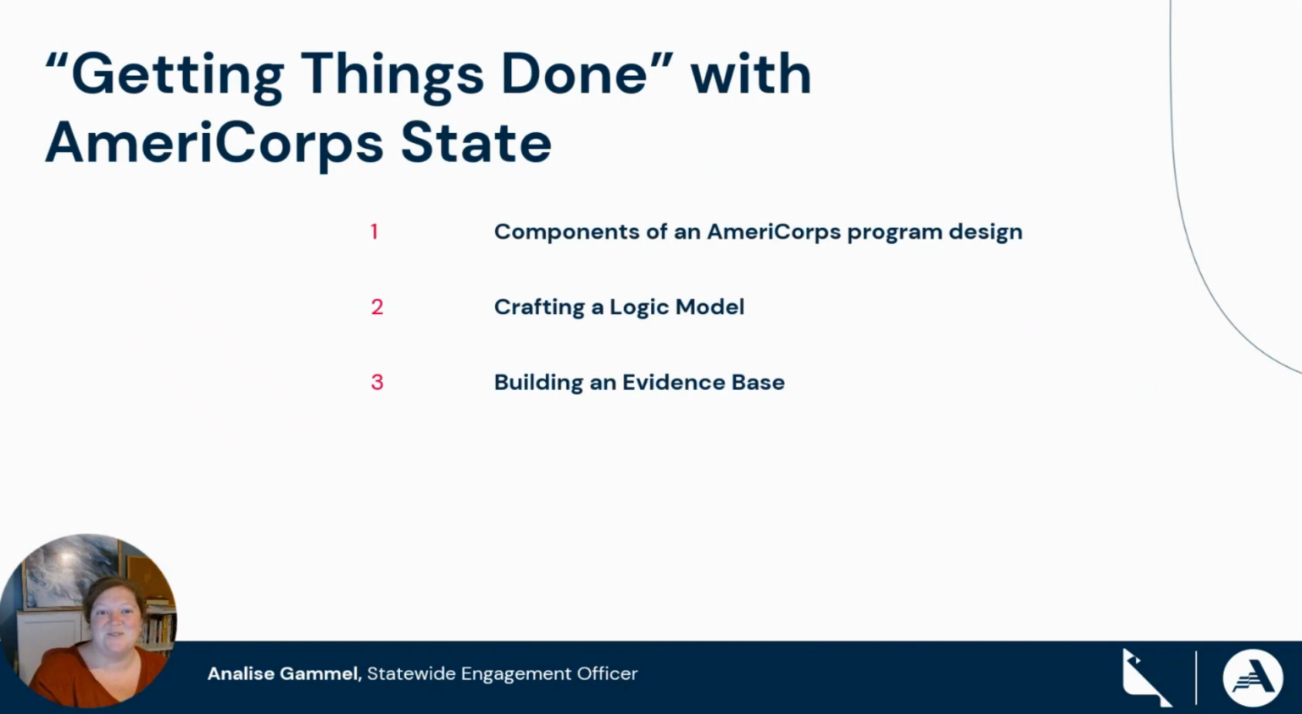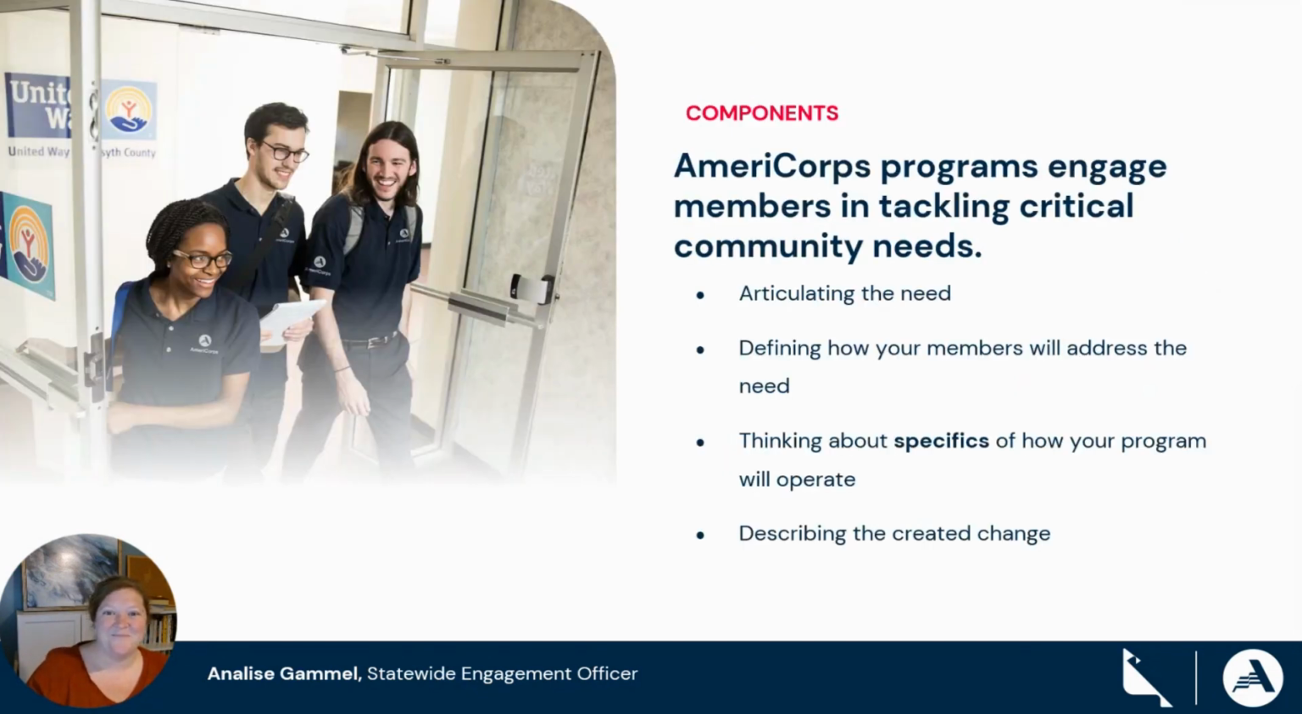Today, we're really going to be focusing on, okay, I know AmeriCorps State is my next option. I'm excited to start pulling pieces together so that I can actually have an AmeriCorps program at my organization. We're going to think about what you need to get started, how you start crafting that required logic model, and then what you need to show to make people believe in your solution as a way to start tackling your community need.